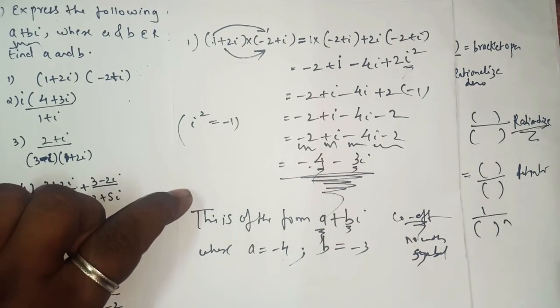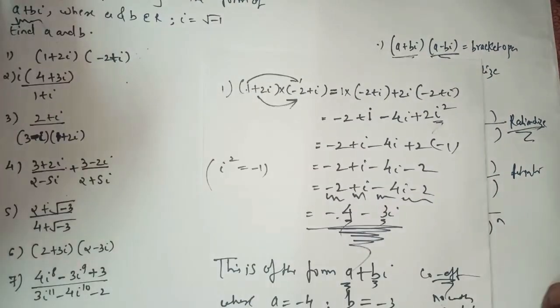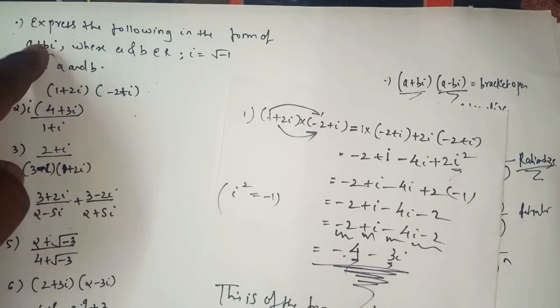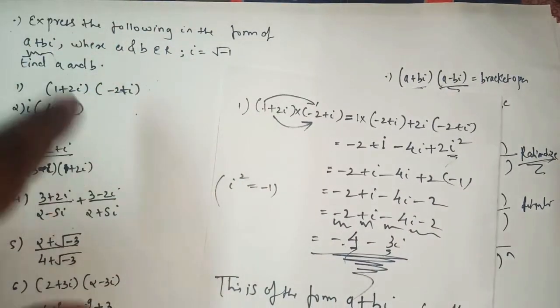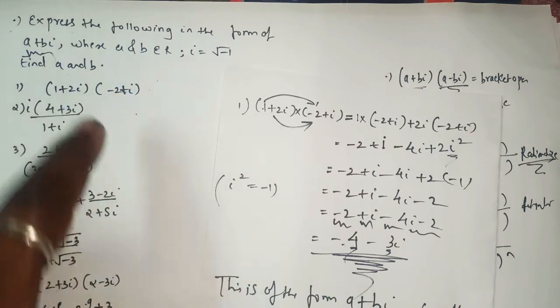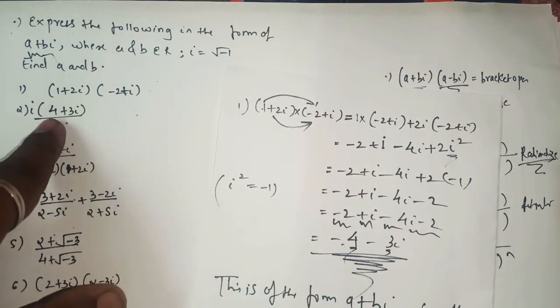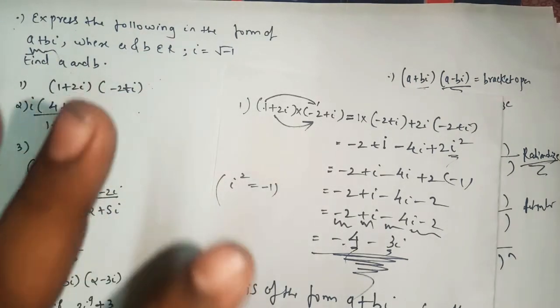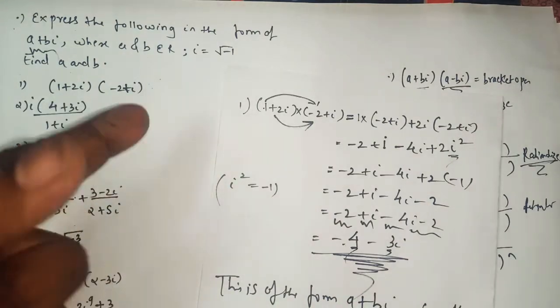Okay, so this question says that you have to express each and every format, whether it is bracket open, numerator upon denominator, whatever the format, the final answer should be in the form of what?